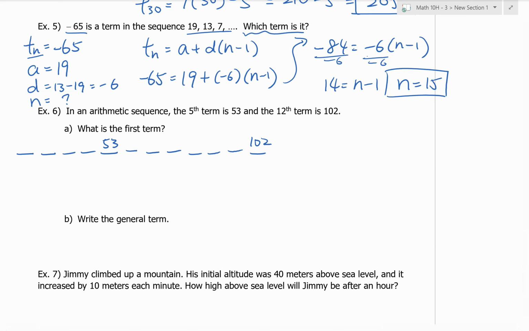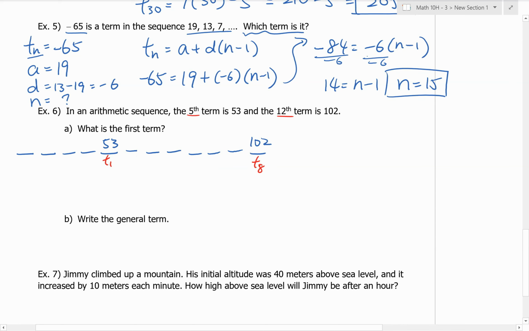Now, instead of treating this as 12 terms, I'm going to cover up the first 4 terms. You can't really see my hand, but I'm going to pretend that 53 is my T1. In that case, what is this going to be? If you're not sure, you can always count by hand. That's T1, 2, 3, 4, 5, 6, 7, 8. So this is T8.